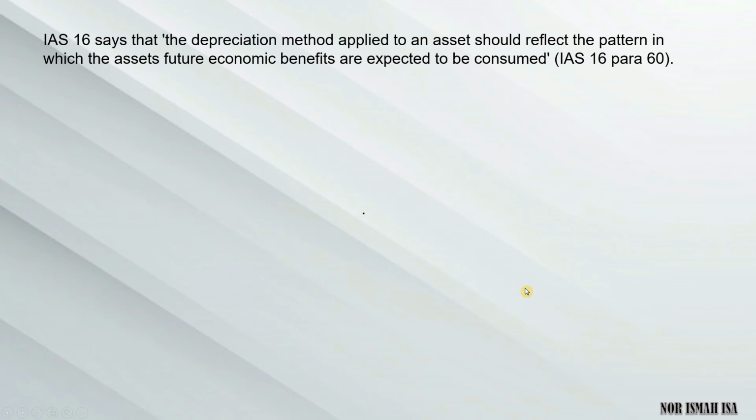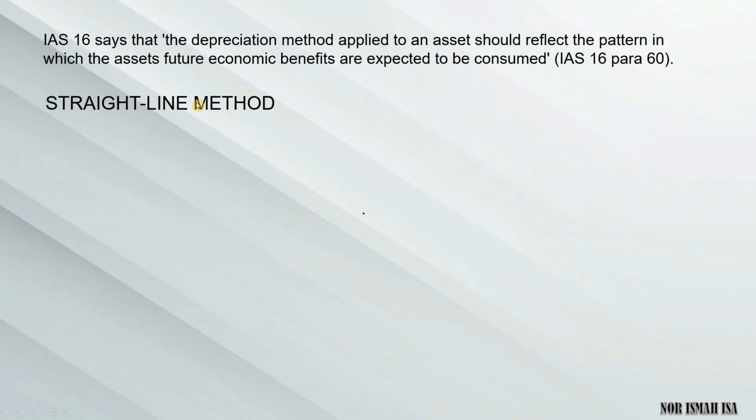Okay, two methods in the calculation of depreciation are stated in IAS 16. It says that the depreciation method applied to an asset should reflect the pattern in which the asset's future economic benefits are expected to be consumed. So if the usage of the non-current asset is even every year, we can use the straight line method. If the usage is more in the earlier years and it reduces after the years, we can use the reducing balance method.